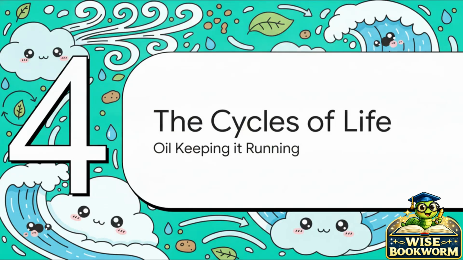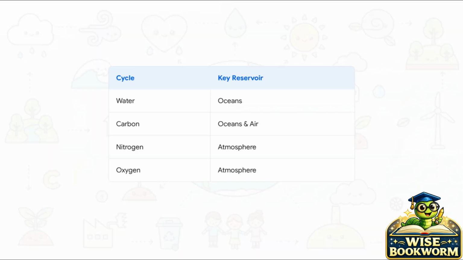All right, Section 4, the cycles of life, the oil keeping everything running smoothly. The big takeaway here is that all this physical movement of wind and water across the globe is what drives the biogeochemical cycles that actually keep us alive. Think of these as the Earth's ultimate recycling programs. Essential nutrients are relentlessly passed back and forth between living organisms and the non-living spheres.